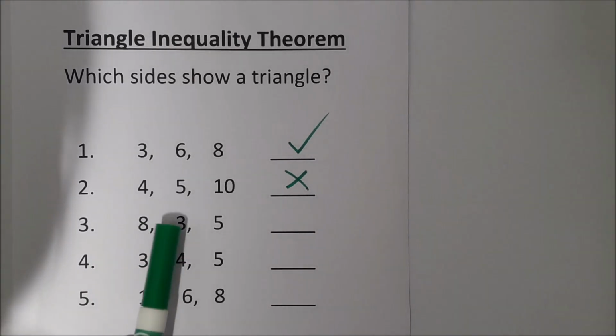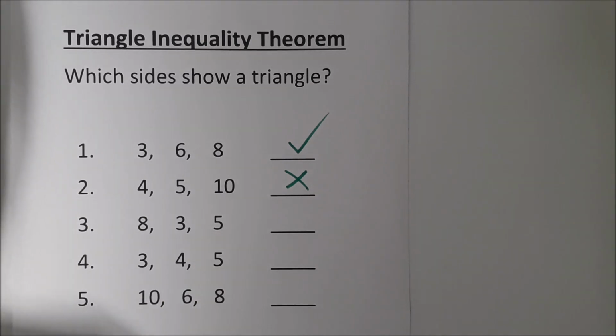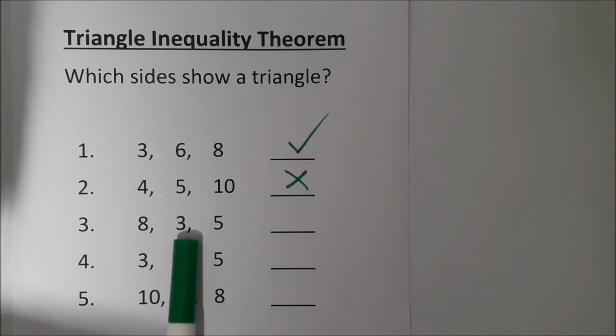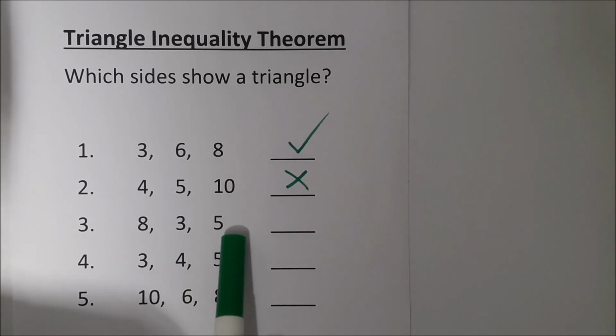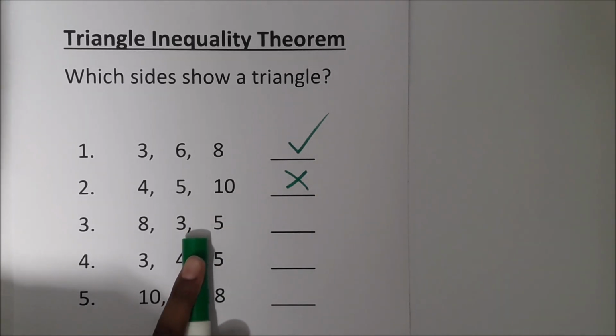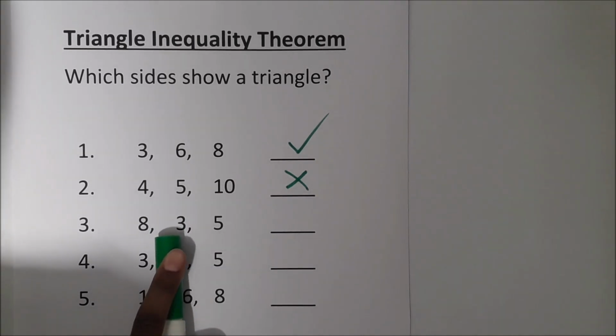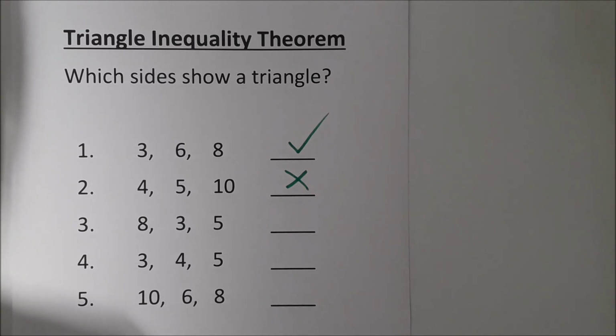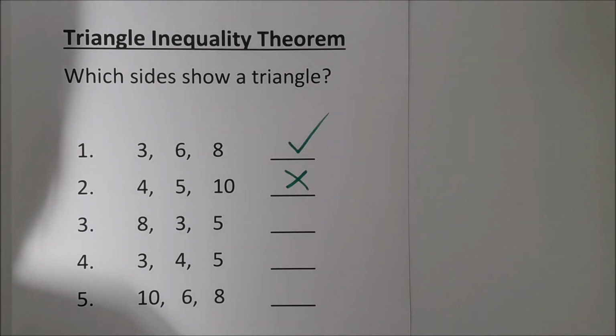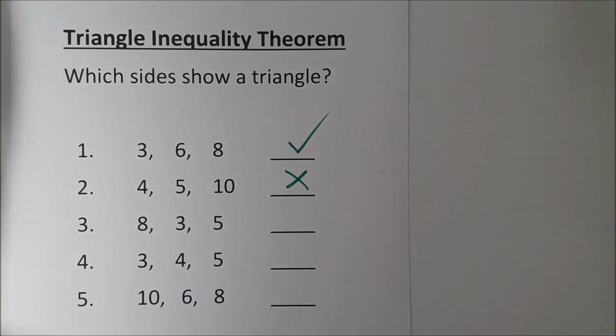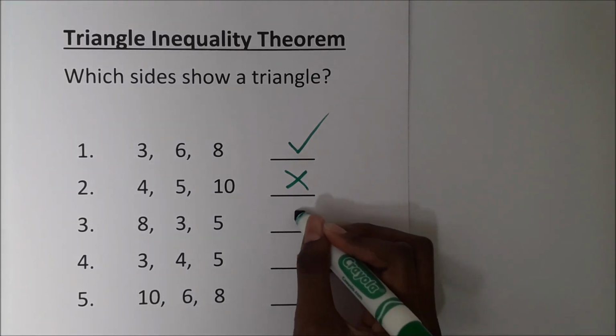What are the two smaller numbers? Add 5 and 3, which is 8. Is 8 greater than 8? No. Is 8 less than 8? No. What is 8 then? It's equal. And so it cannot be a triangle. If it's equal, it can't be. It has to be greater than. It can't be equal to.